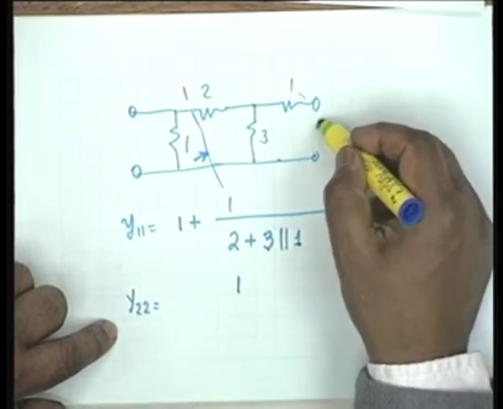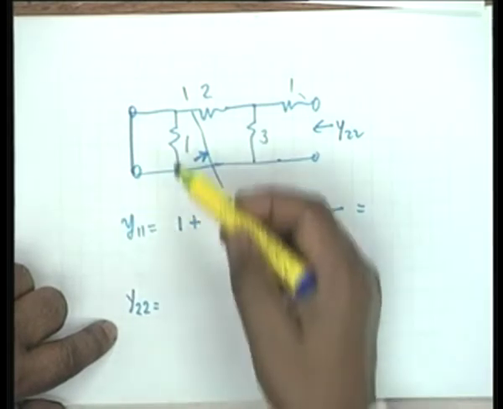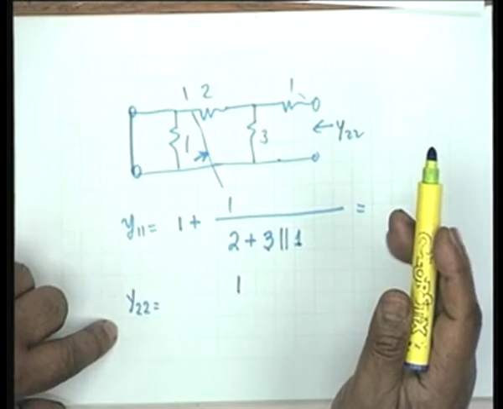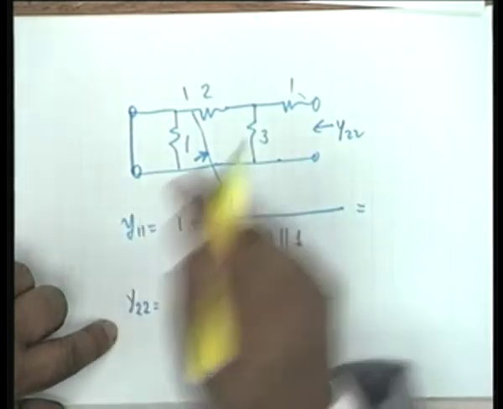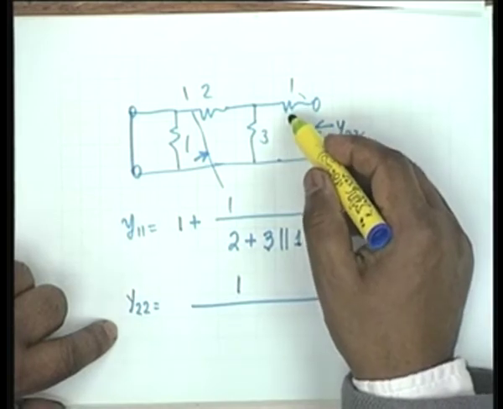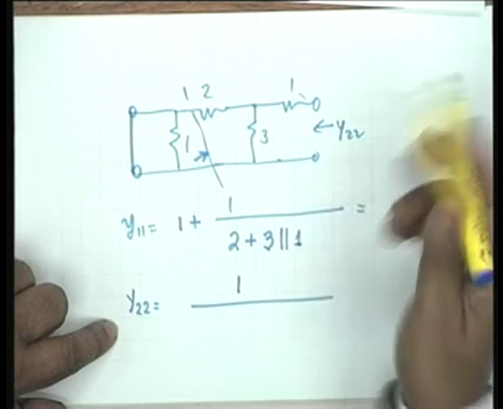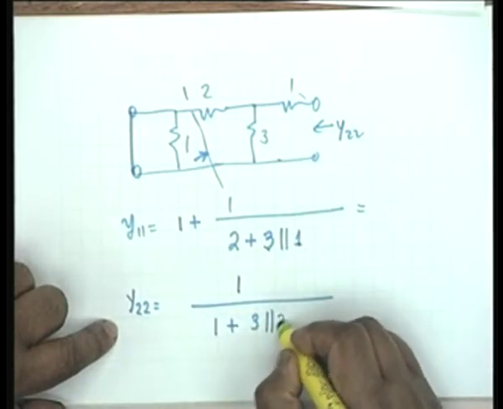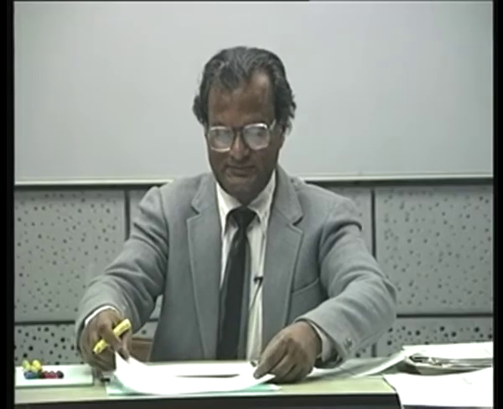Similarly, when you are calculating Y22, I have to keep this shorted. So this 1 ohm has no effect, and what I have is 1 divided by, why 1 divided by? Because 1 ohm comes in series. So I find the total impedance and take the reciprocal of that. So 1 plus 3 parallel 2, that's it. Okay, let's see Y21 and Y12.